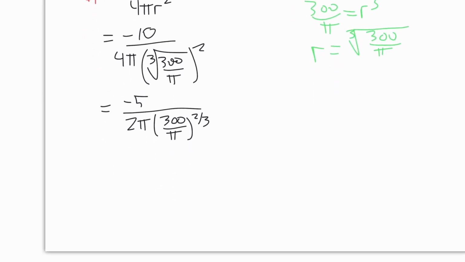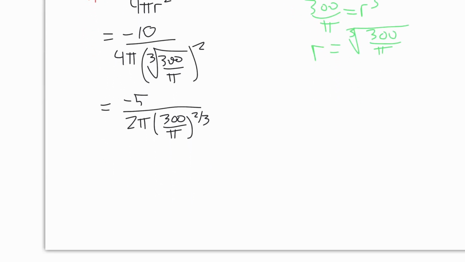So we just need to answer in words and we're going to be complete. The radius is, well, notice it's negative. I'm going to put that in another color. It's negative. So the radius is decreasing.